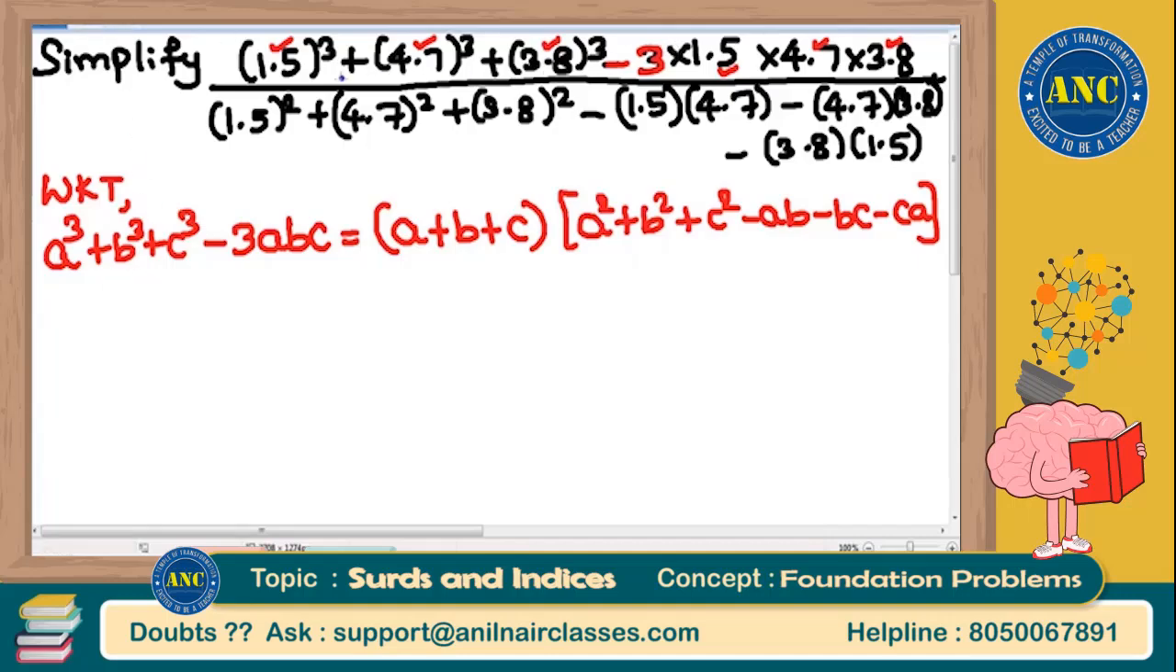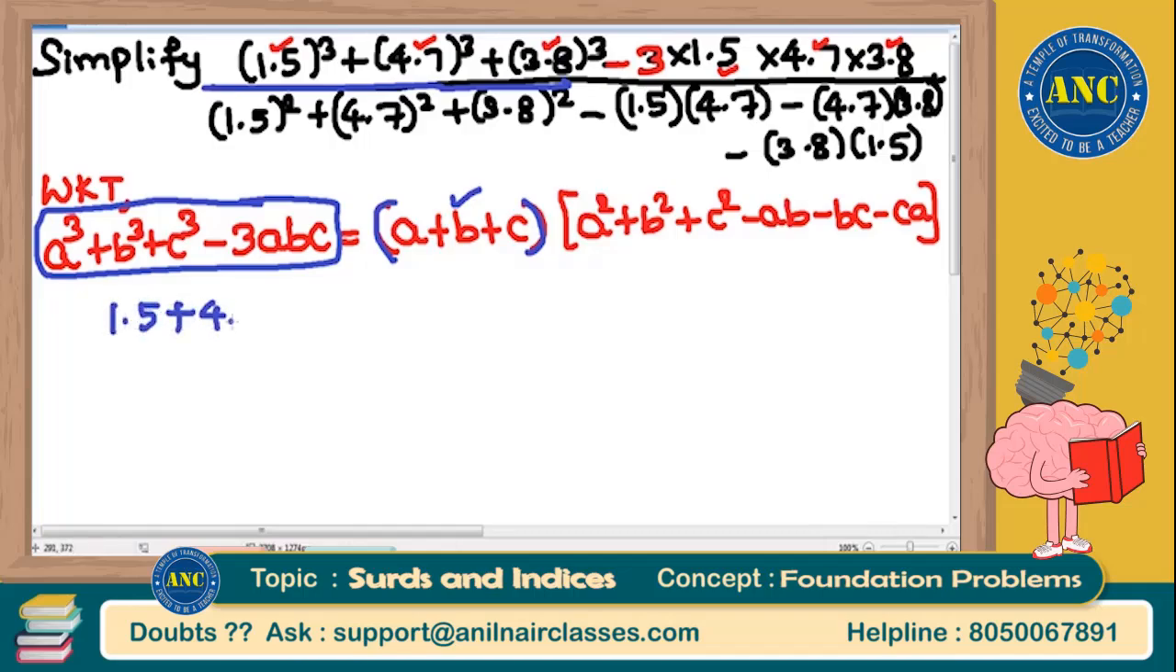That numerator, whatever they have written here, is nothing but this particular notation that I wrote just now. That means I can write the right hand side term in the numerator: a plus b plus c into a square plus b square plus c square. A is 1.5, b is 4.7, c is 3.8. So 1.5 square plus 4.7 square plus 3.8 square. That is exactly what I have in the denominator also.